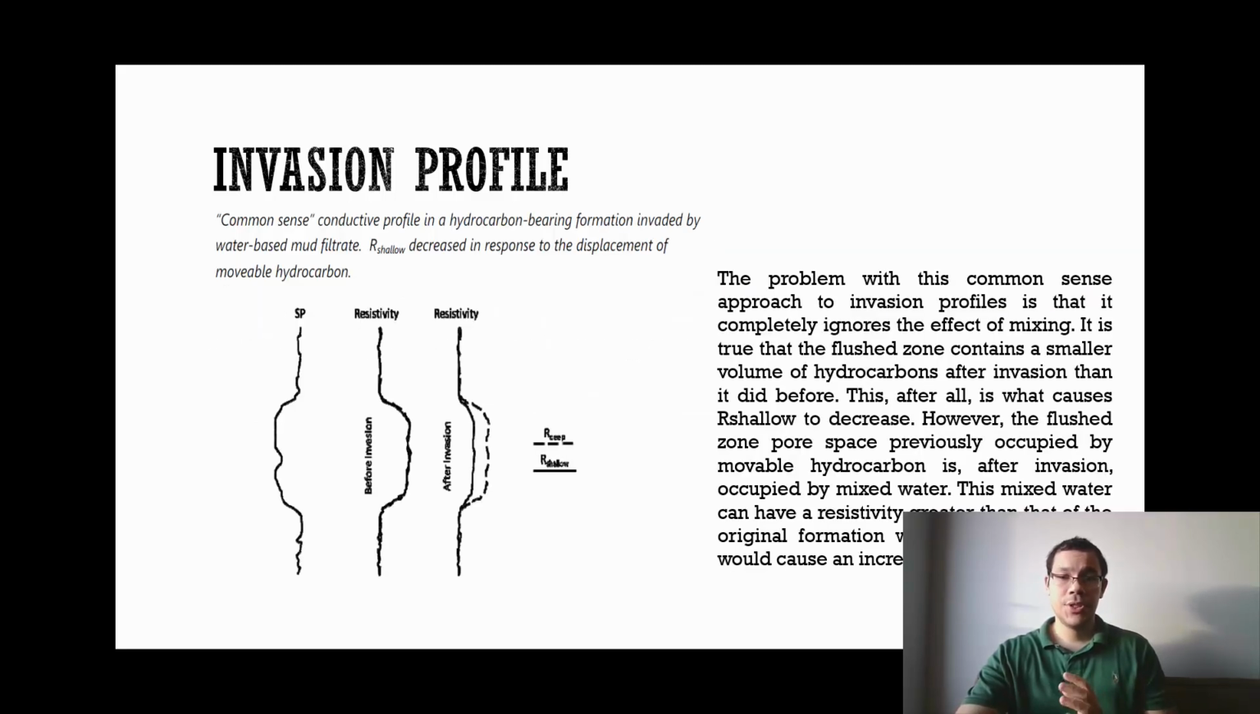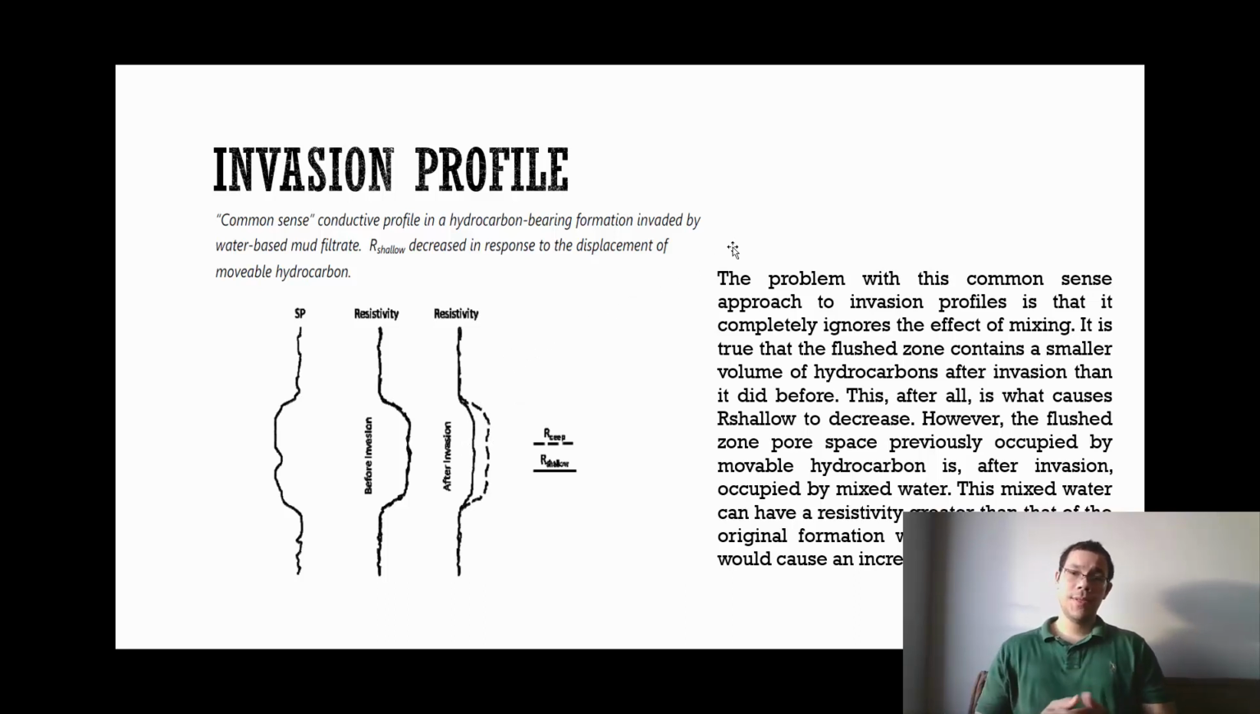Now, to finish the whole reading part of this presentation, let's focus on this graph. This is called a common sense conductive profile in a hydrocarbon-bearing formation invaded by water-based mud filtrate. So your shallow resistivity decreased in response to the displacement of movable hydrocarbons. And here you have your resistivity curve. The shallow is this one.